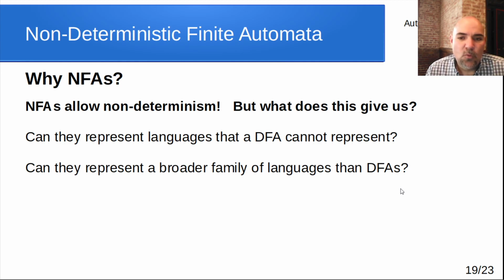So what does that non-determinism give us, though? The initial question would be, can they represent languages that a DFA cannot represent? In other words, is there an advantage to giving this robot free will? Is there an advantage to it for what it can do? Can they represent a broader family of languages than DFAs? Can they get us out of the regular languages? Here's a language we couldn't make a DFA for, but we can make an NFA for it because we're giving it free will. I'm going to let you think about that for just a second.